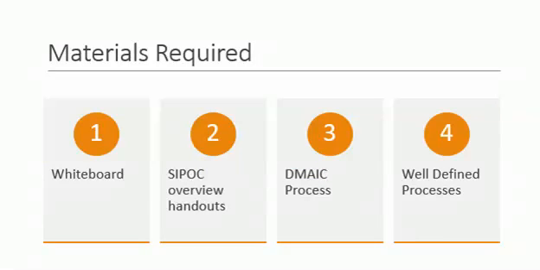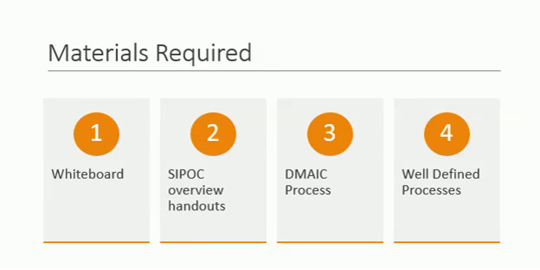So before we start, we have some material required. If you are able to implement this in your organization, or if you want to implement it, then basically you will need a whiteboard, I will suggest that. You should have a SIPOC overview handout given to all the team members, so that all have an idea of the processes of this SIPOC map. Then you should have an idea about the DMAIC methodology of Six Sigma, and you should know its relevant elements. And then you should have well-defined processes. If you do not have well-defined processes, then you need to define your processes. Then you will go on to the SIPOC diagram to define them in detail.